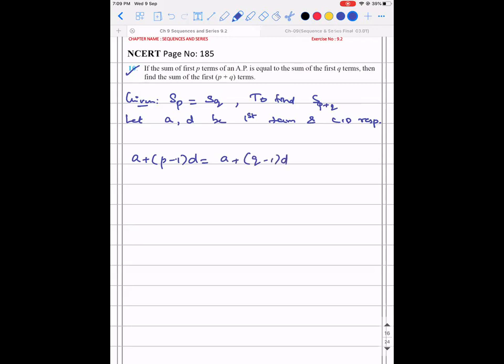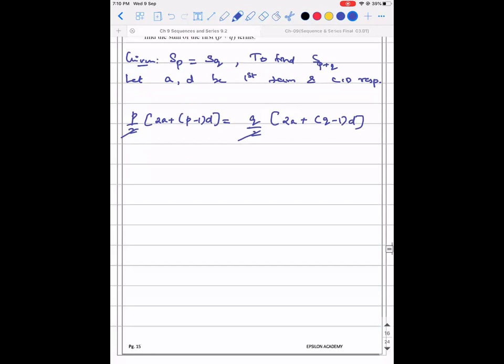Then p by 2 into (2a plus (p minus 1) into d) is equal to q by 2 into (2a plus (q minus 1) into d). So 2 and 2 are gone.